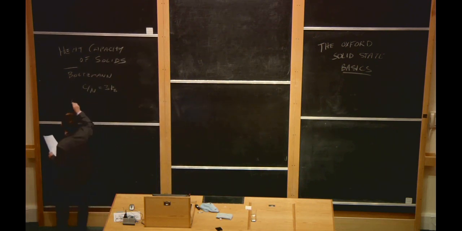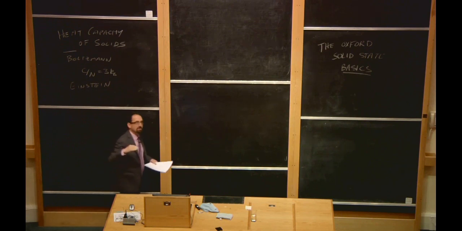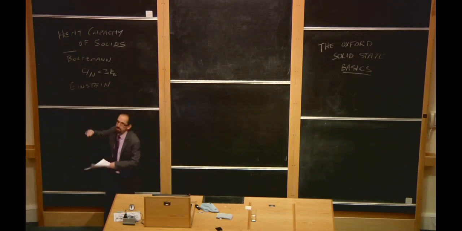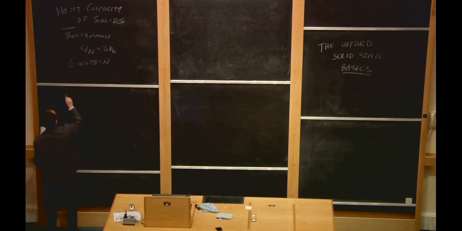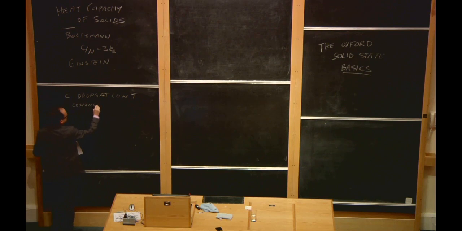Einstein figured out what was going on. He added quantum mechanics. And due to quantum mechanics, the energy levels of the harmonic oscillator get quantized. And when the temperature drops below the quantization energy, the oscillator gets frozen in its ground state, and the heat capacity drops. C drops at low T. And his prediction was it should drop exponentially.